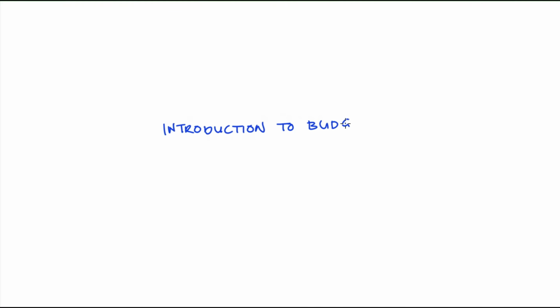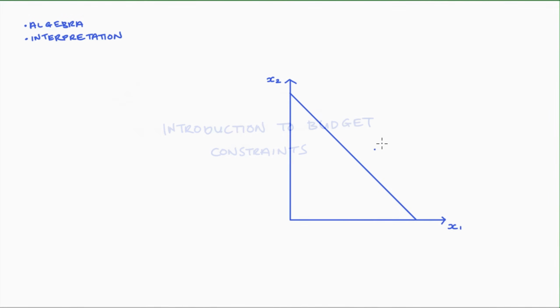Hi everyone, in this video I'm going to discuss budget constraints. And really there's two things to discuss here. The first thing is the construction of the curve algebraically, and the second is the interpretation of our slope and intercepts once we draw the curve.